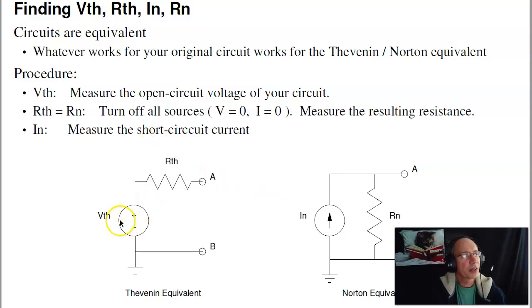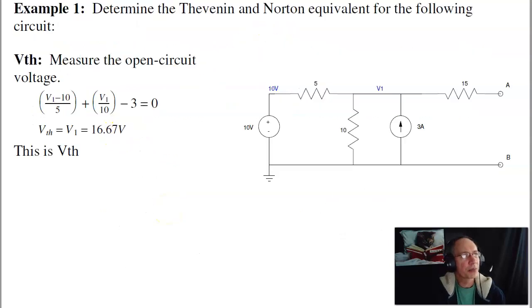To find R Thevenin, turn off the source. V Thevenin goes to 0, and I just see a resistor. I Norton goes to 0. If the current is 0, I just have a resistor. So that's basically the idea. I need to find 2 parameters, come up with 2 different tests to find those 2 parameters, and there's 3 ways you can do it.